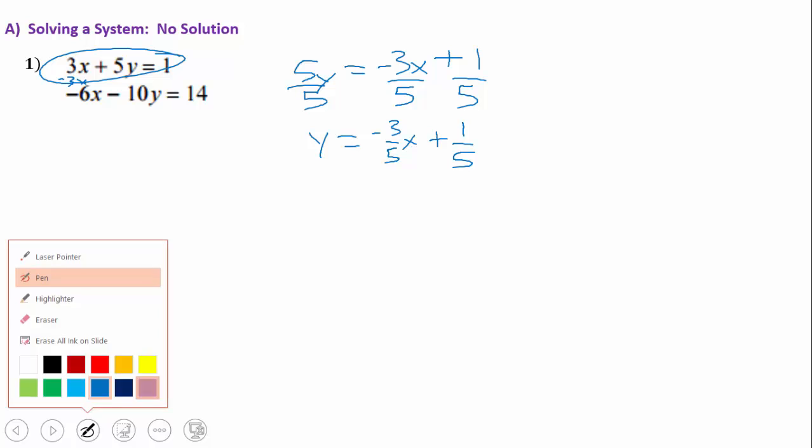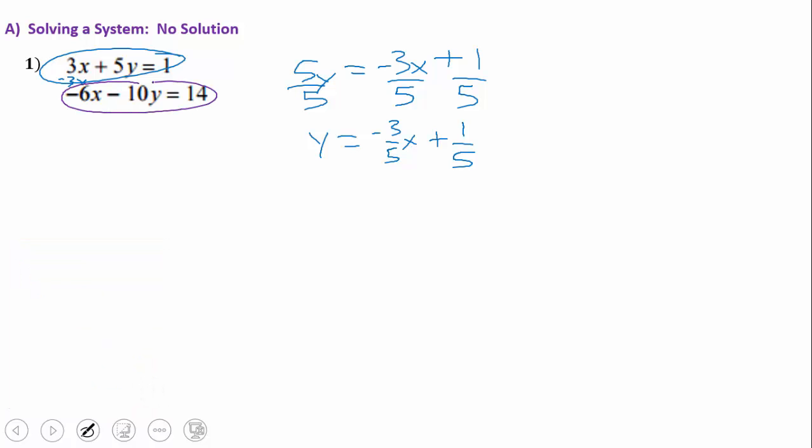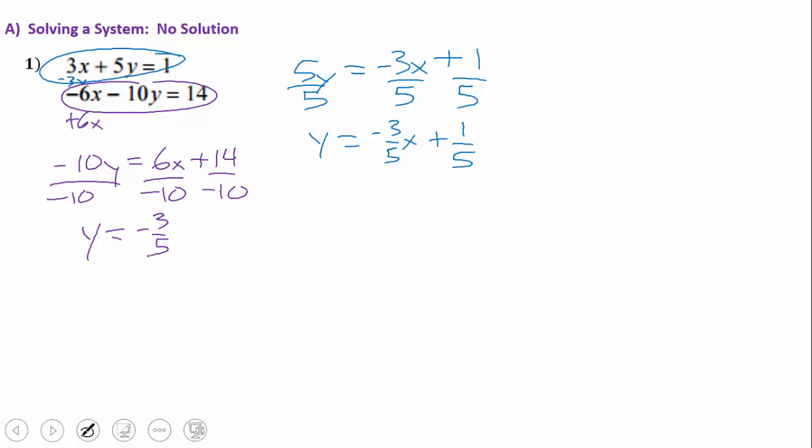Now I'm going to solve the second equation. I'm going to add 6x to both sides. And I have negative 10y equals 6x plus 14. Dividing both sides by negative 10, every term, y would equal, well, 6 over 10 is 3/5. And 14 over 10, oops, that's actually subtraction. We're actually subtracting 7/5 because that's a negative 10 at the bottom.